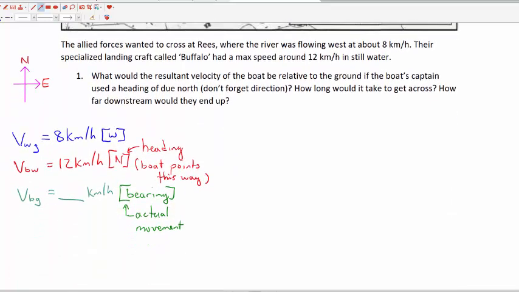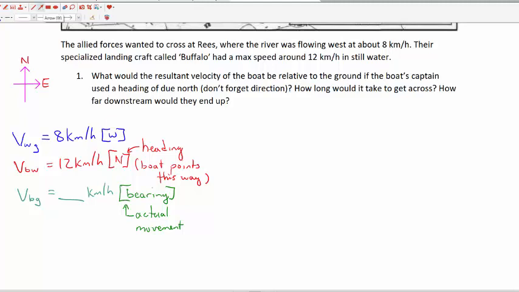So as you've seen, they crossed in these really crazy landing craft called Buffalo. Another version was called the Alligator, and they could go almost 12 kilometers an hour in still water. So if the river is traveling at 8 kilometers an hour west, and we're capable of going a little bit faster than that at 12 kilometers an hour, what would the resultant be in this case?